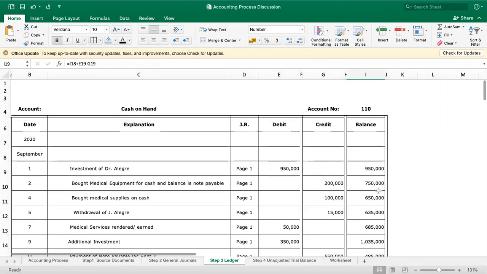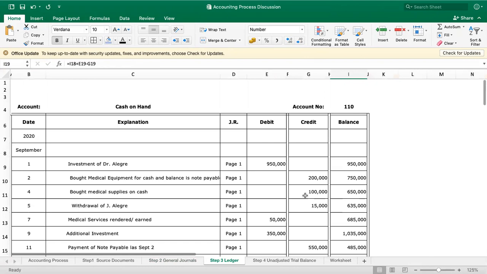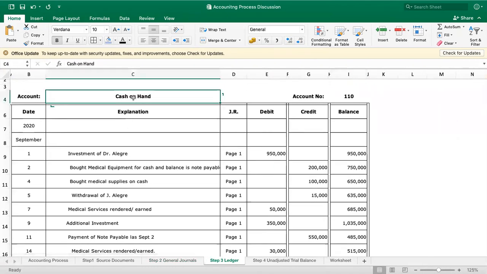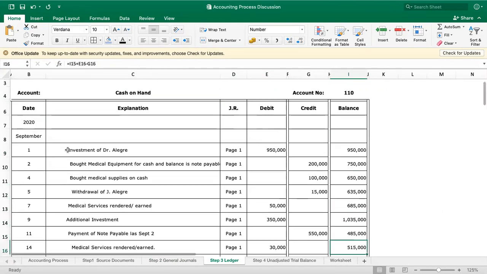So this is the ledger, 'di ba? This is the book of your account, each account. So this is the book of cash on hand. So you can see here the date that your cash on hand account is affected, 'di ba? The explanation, what type of transaction. Which part of the journal sheet you recorded the transaction. Then the amount, if it's debited or credited. So automatically, this is the running balance. You can compute the balance on a specific period of your cash. So this is the ledger.